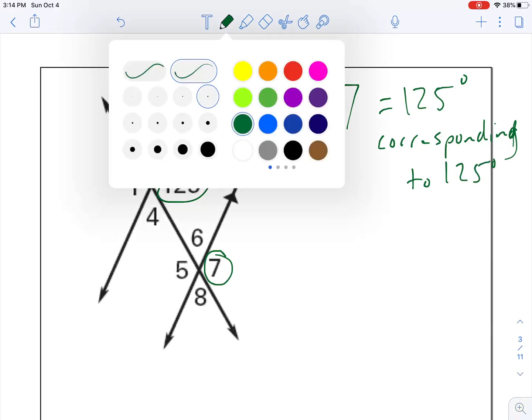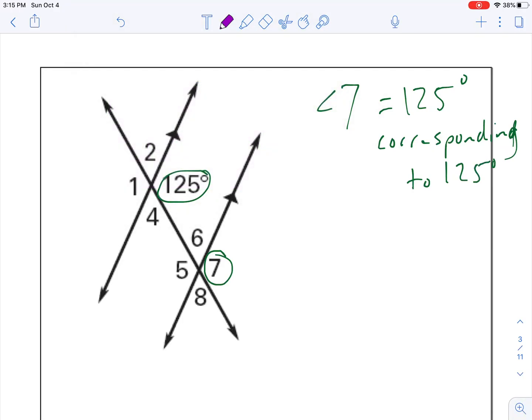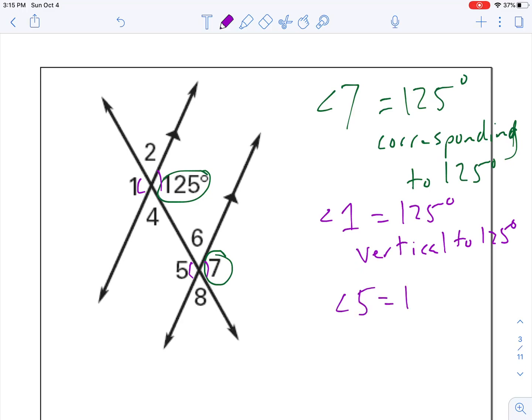Now, the other thing we have to keep in mind, we reviewed this in 3.1, vertical angles, such as angle 1 and the 125 degrees, or 5 and 7, they would always have to be congruent too. So angle 1 will have to equal 125 degrees because it was vertical to the 125 degrees. Likewise, angle 5 will have to equal the 125 degrees because it was vertical to angle 7. So just some things to keep in mind there as we go through.